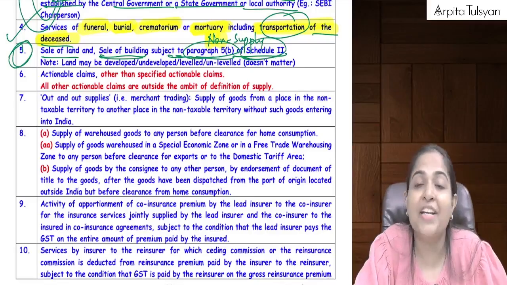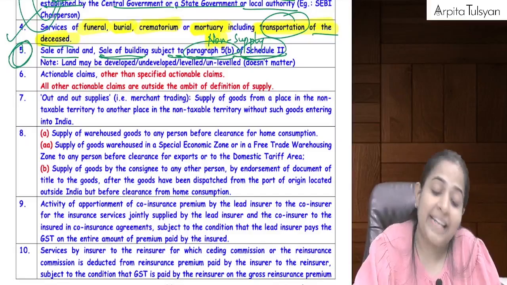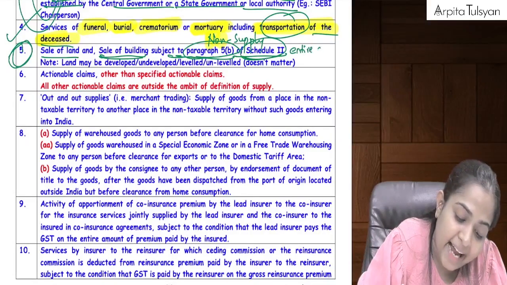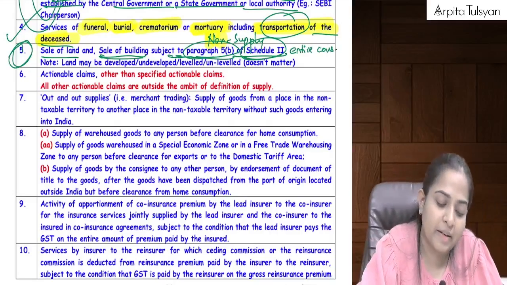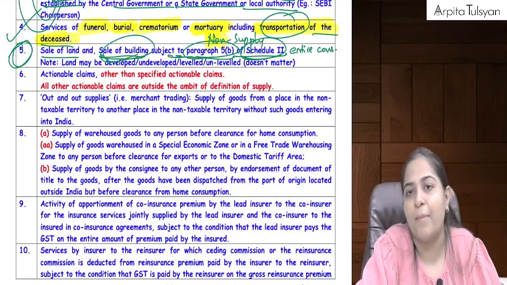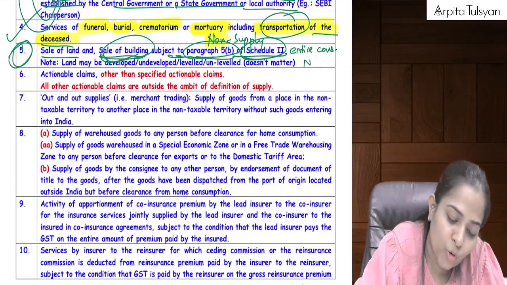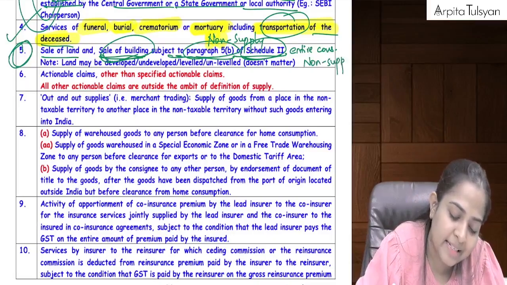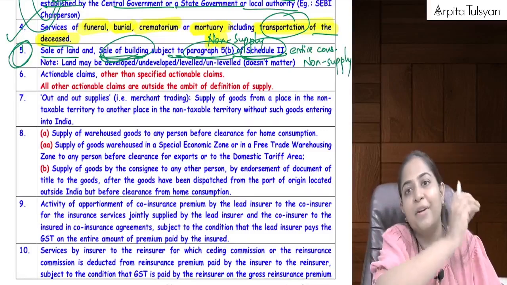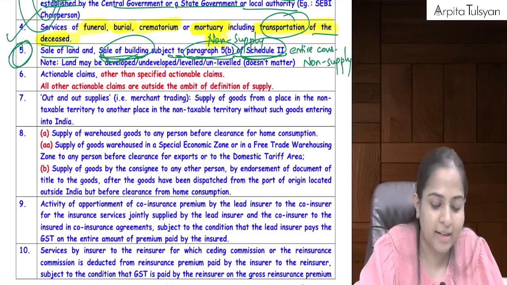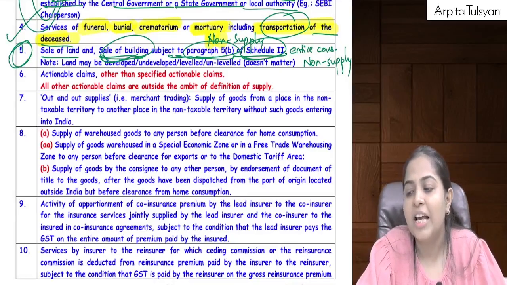If a building is sold after CC or first occupation, whichever is earlier, where the entire consideration is received after the completion certificate or first occupation, then that is considered as sale of immovable property, and hence it is outside the purview of GST. No GST will be applicable, and it is considered a non-supply. But even if some consideration is paid before CC or first occupation, whichever is earlier, then GST is going to be applicable, because then it was considered as supply of construction service.